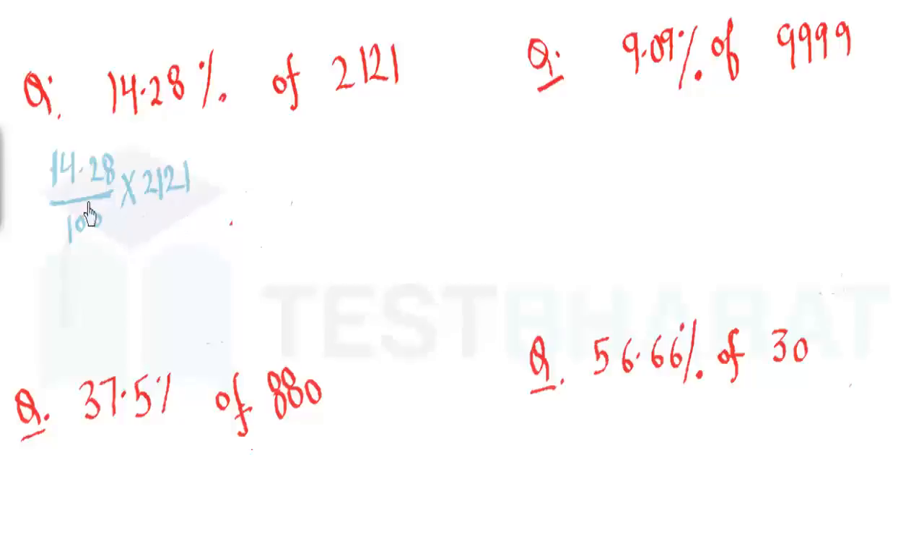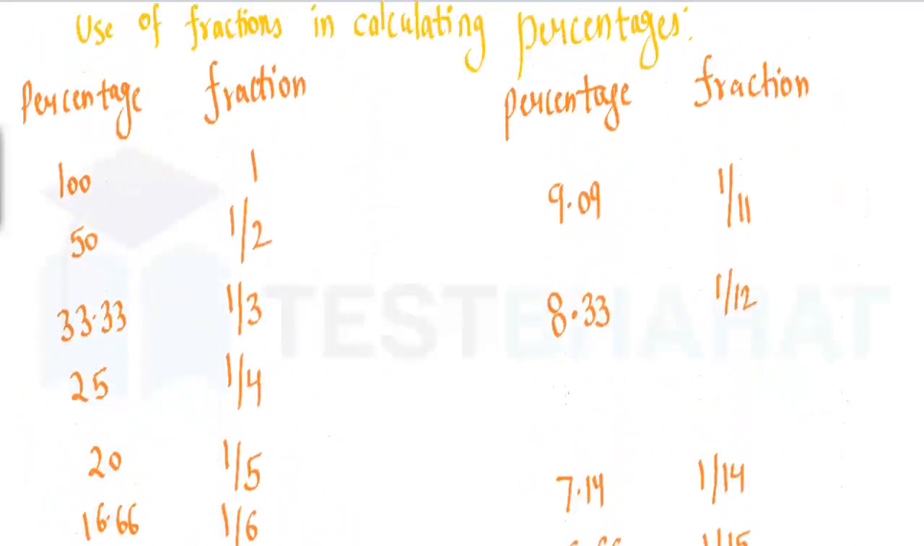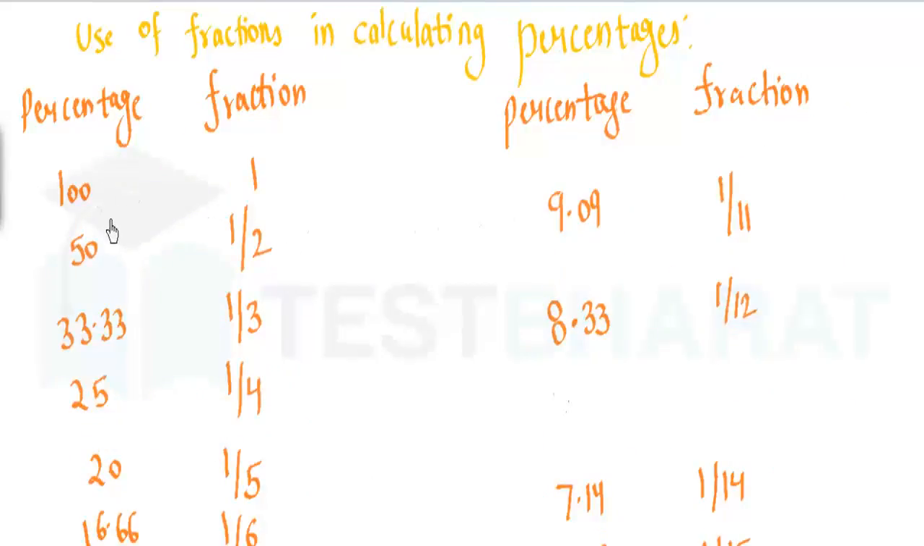But in this way we have to multiply 14.28 with 2121. That is really a messy calculation. So what we can do is we can use fractions. Here I have written all the fractions which are really useful in exams, like 100 percentage is 1 upon 1, 1 by 2 is 50 percentage, 1 by 3 is 33.33 percentage. Similarly, 9.09 percentage is equal to 1 by 11.